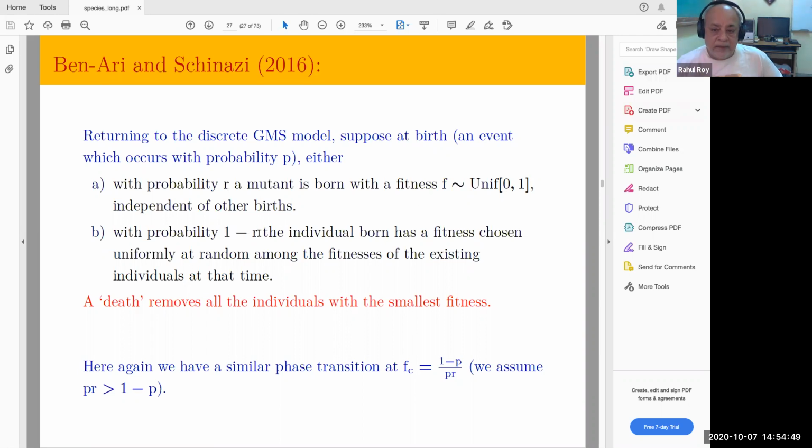And with probability 1 minus r, the individual born has a fitness chosen uniformly at random among the fitnesses of the existing individuals. And at death, all individuals with the smallest fitness are removed. Okay. Then, just like before, we can have a similar phase transition here, where fc, the critical fitness parameter, is (1 minus p) over pr. So we assume that p times r is bigger than 1 minus p here. Otherwise, this doesn't make any sense.